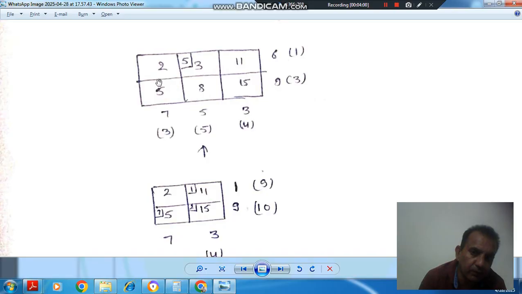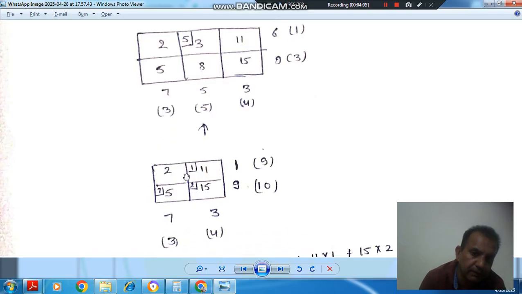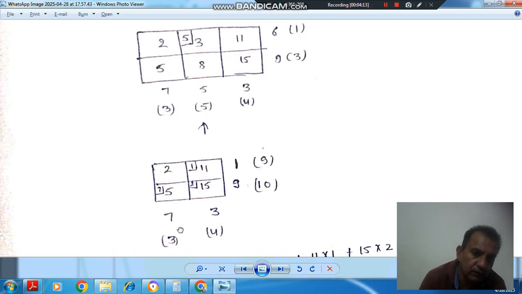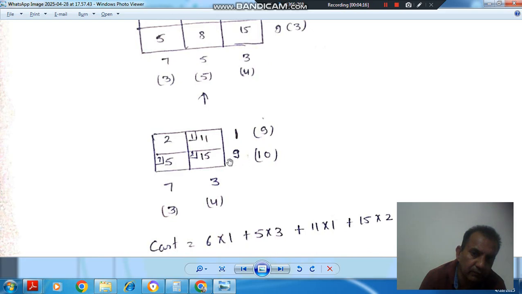So now two columns are left, 2, 5 and 5, 11. Again we will calculate the penalty. The penalty here is 9, here it is 10, here it is 15 minus 11, 4, and here it is 5 minus 2, 3. So the maximum penalty is this, and we will start allocating from this. Here the minimum element is 5, so we can allocate 5 units of fruit juice, and the rest 2 will be allocated here. Now in this column the demand is 3, so we allocate one more to this.